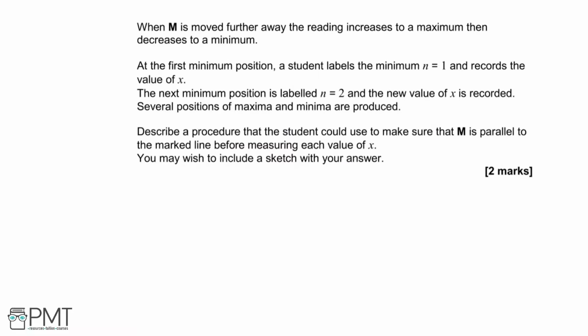When M is moved further away, the reading increases to a maximum, then decreases to a minimum. At the first minimum position, a student labels the minimum n equals 1 and records the value of x. The next minimum position is labelled n equals 2 and the new value of x is recorded. Several positions of maxima and minima are produced.